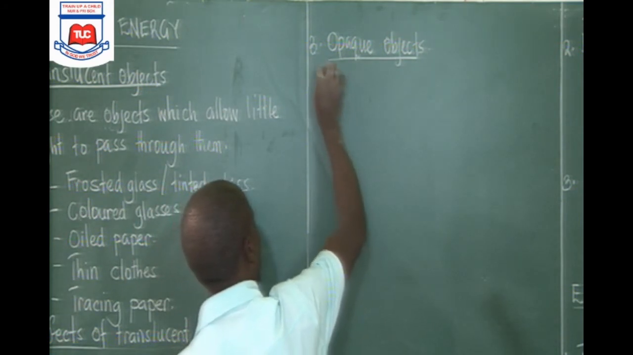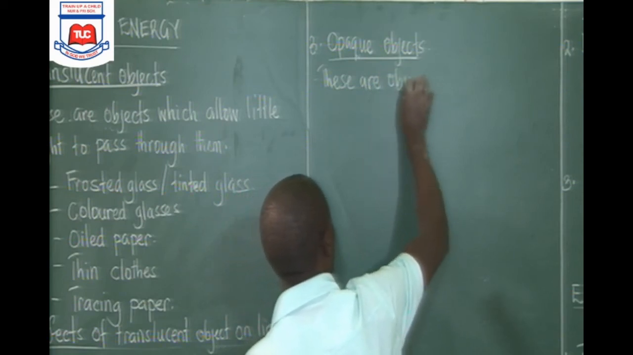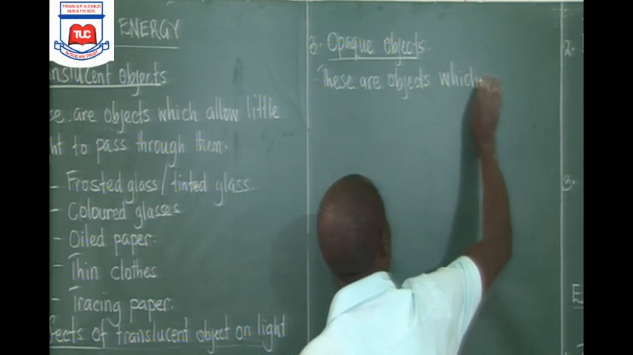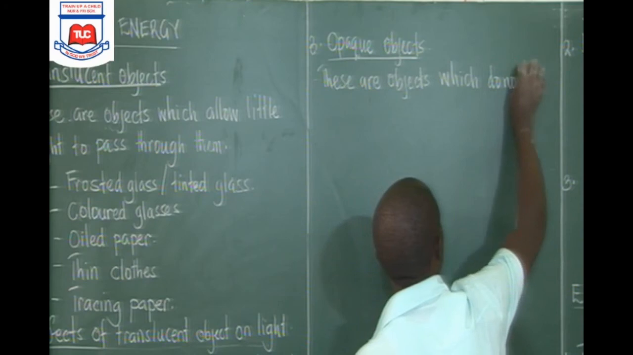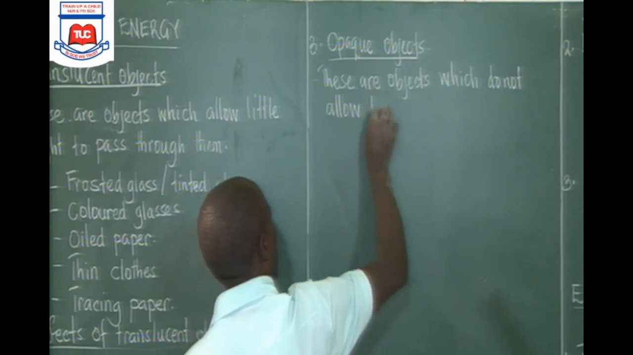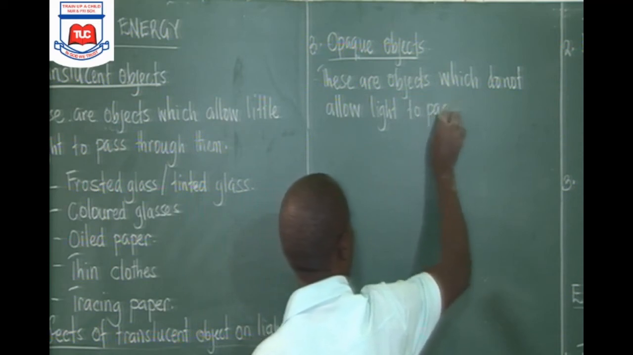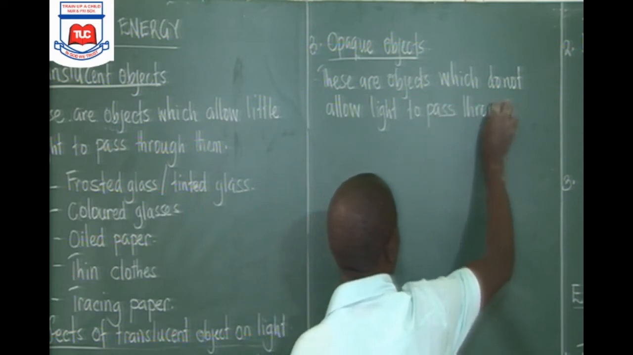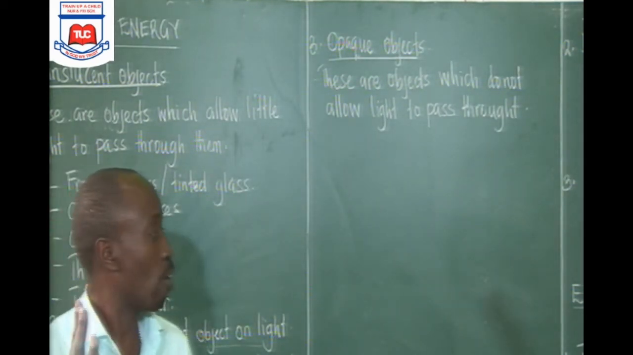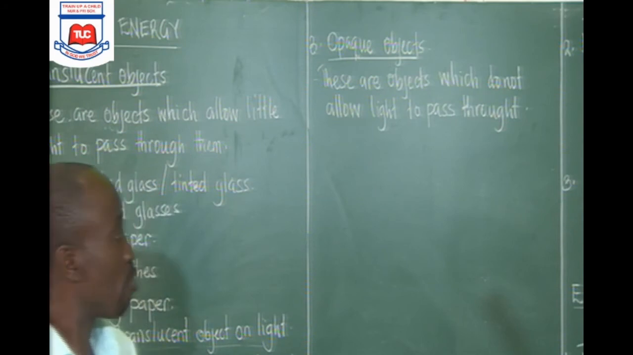Let's define them. These are objects or materials which do not allow light to pass through. They do not allow light to pass through. Basically, those are opaque objects. Now, what are some of the examples of such materials? They never allow light to pass through them. Okay?